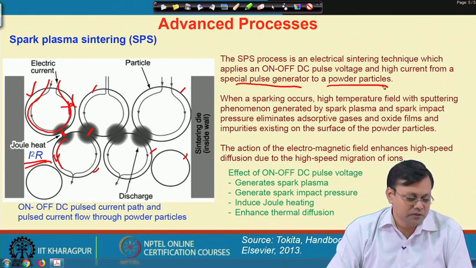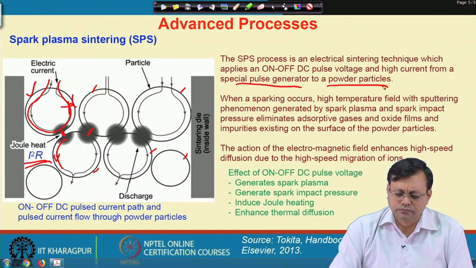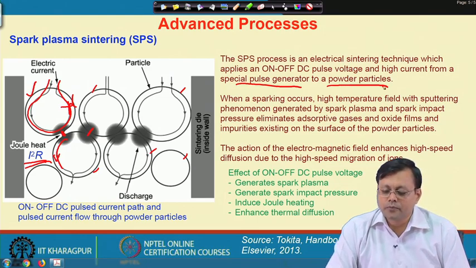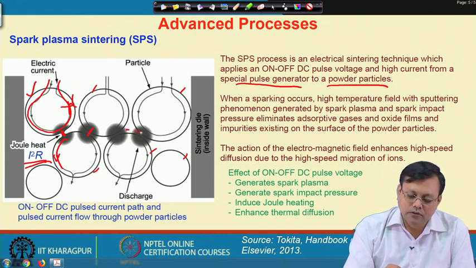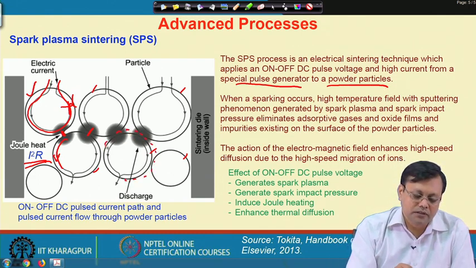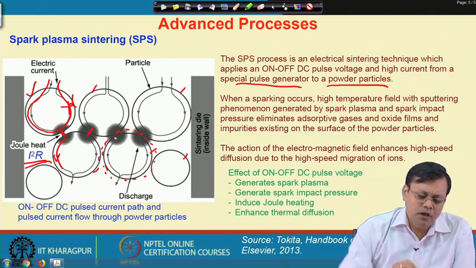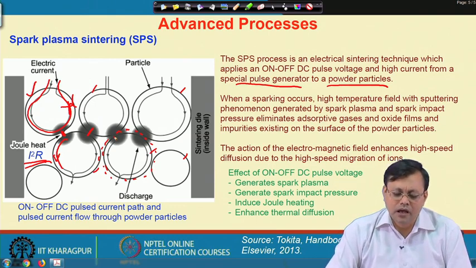However, when this sparking occurs, the higher temperature field with sputtering phenomena generated by spark plasma and spark impact pressure eliminate the adsorbed gases, oxide film and impurities existing on the surface of these powder particles. So, what I mean is that there could be a very small oxide or some other kind of adsorbed gas film. However, we can eliminate it during that pulse and application of the physical forces.